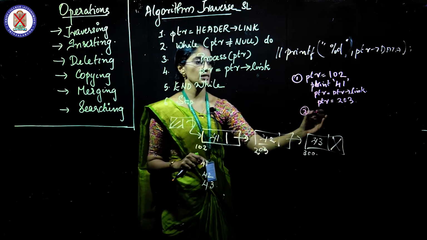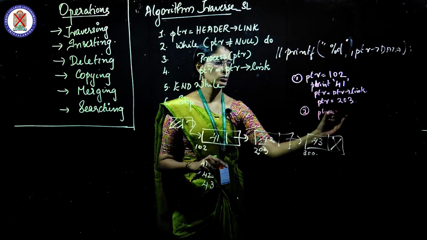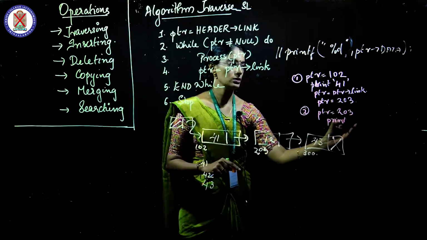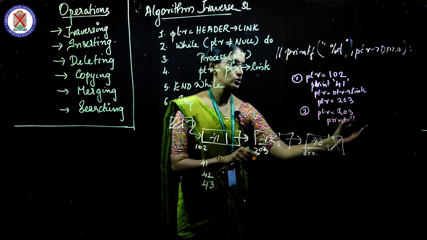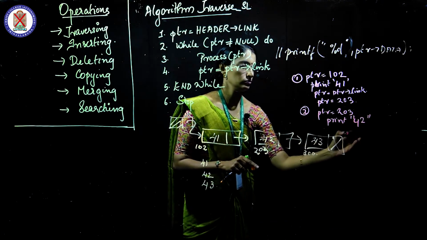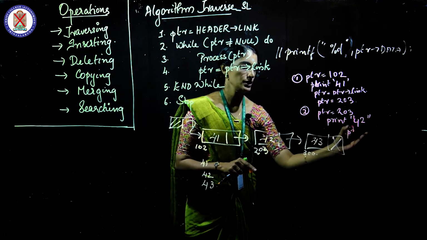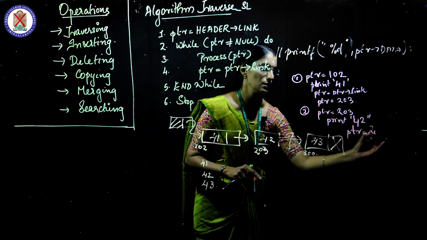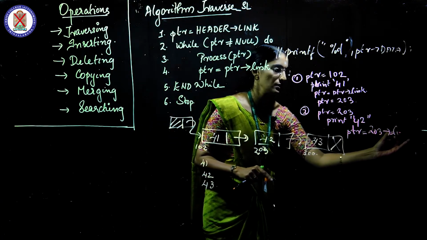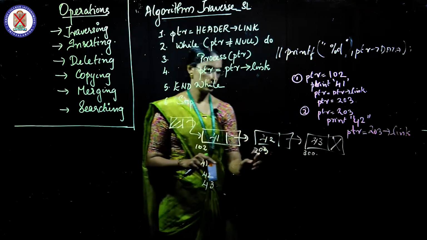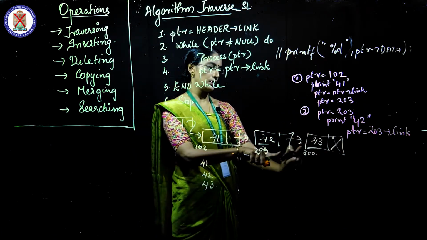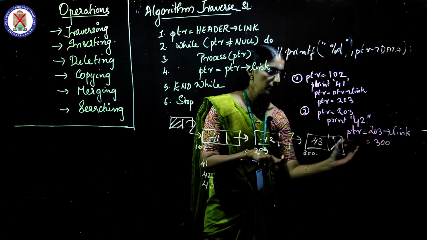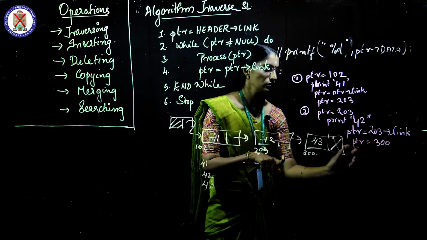In the second run, ptr has the value 203, and it prints the second value, that is 42. Then ptr is incremented, that is, 203's link part. 203's link part contains the address of 300, so ptr now has the new value 300.